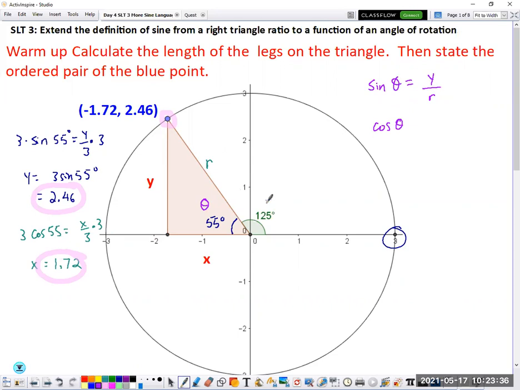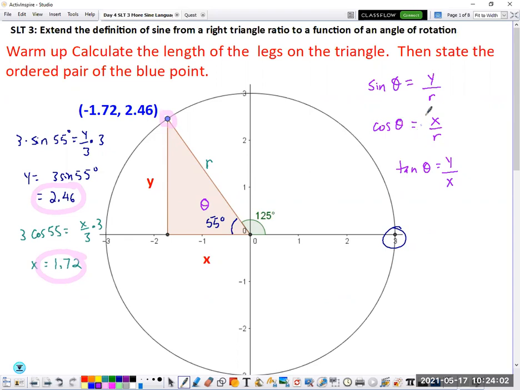Hey, Brooke, what's adjacent to angle theta? X. And what's the hypotenuse? R. Okay. Hey, Lily, if we're looking at the tangent of angle theta, what's opposite angle theta? Y over X. Y over X, very good.